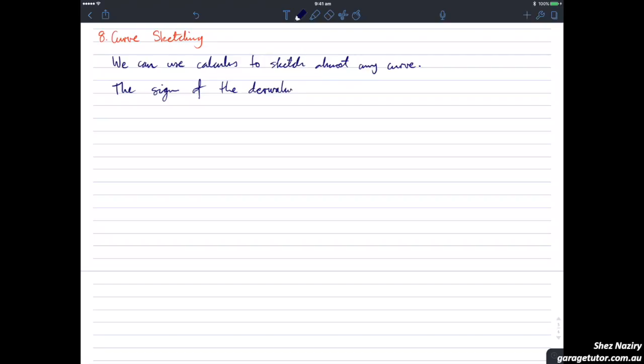The sign of the derivative helps us to determine the nature of parts of a curve. The sign of the derivative helps us to determine the nature of parts of a curve. So what we need to do before we begin anything is just understand what we're dealing with here.